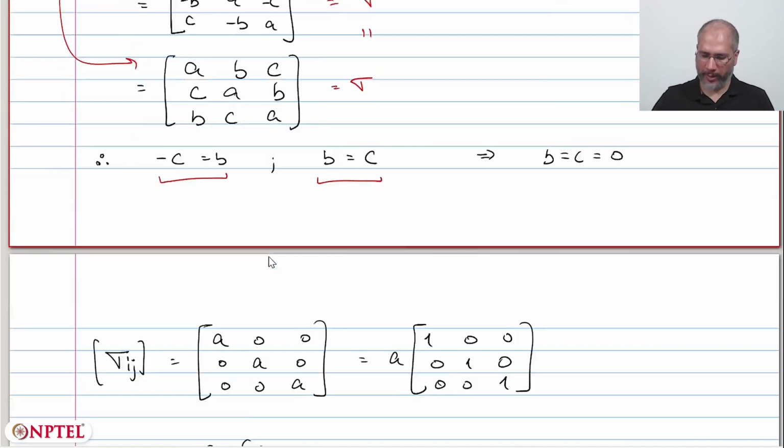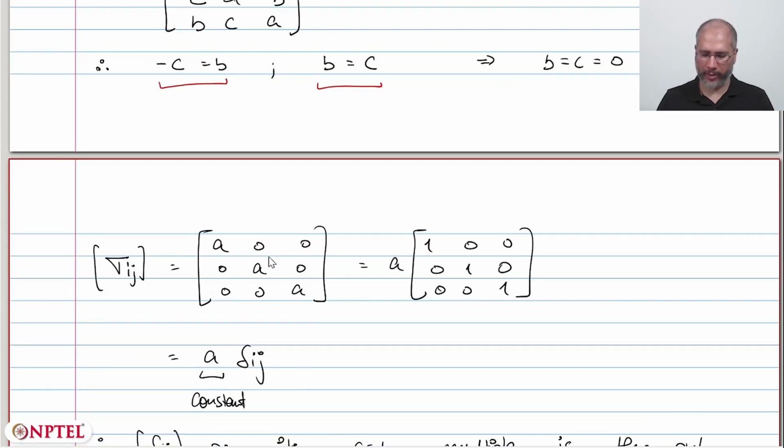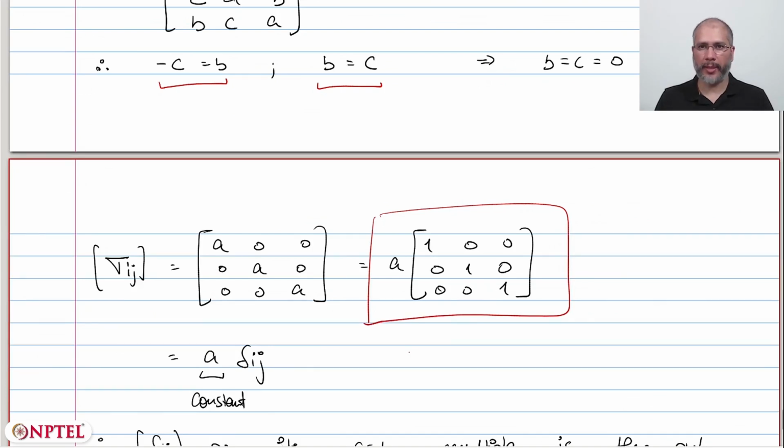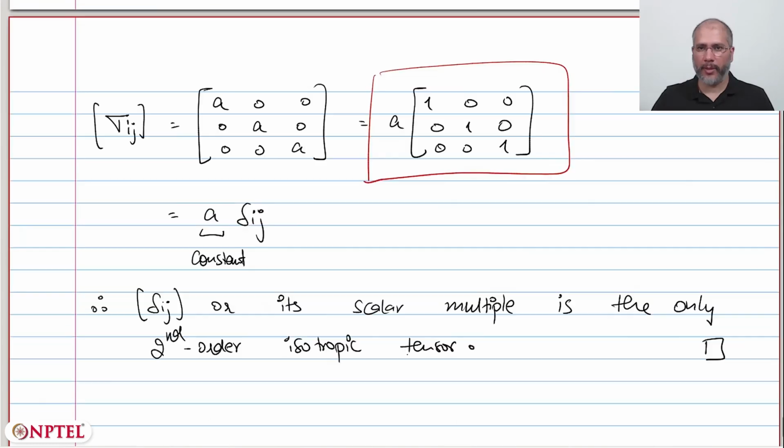So finally, our sigma has this form where it is a scalar times delta ij. So what we have seen is that a scalar times delta ij is the only second order isotropic tensor. So this completes the problem solution. I hope you enjoyed this problem. And as I said, this is slightly longer, so I did not solve it in the class today, but I expect you to please practice it.